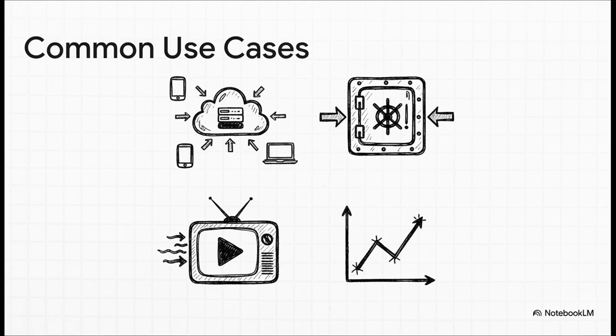And where do you actually use this stuff? Well, pretty much anywhere that speed and scale are absolutely critical. We're talking about high-traffic APIs that get hammered with requests, banking systems that can't afford to miss a transaction, streaming platforms that have to deliver video without a single stutter, or real-time dashboards that need to be, well, real-time.